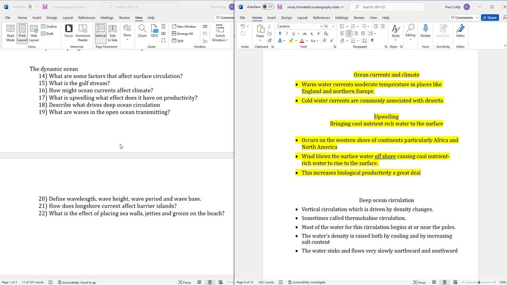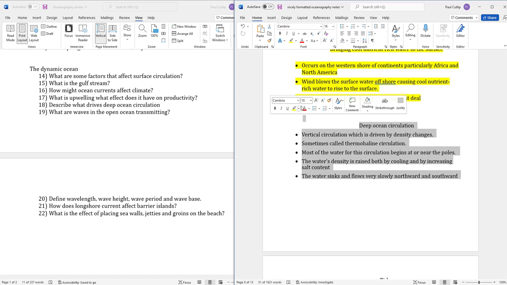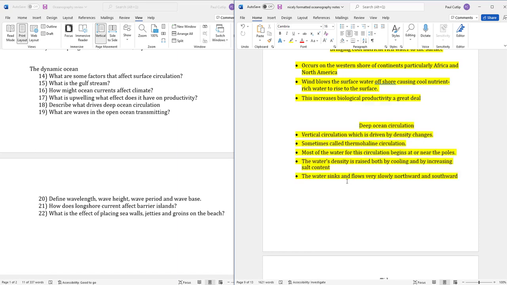Okay, so question 18, what drives deep ocean circulation? Here we go right here. Let me make sure there's no more down there, and there's not. So there we are right there. This is a vertical circulation that's being driven by changes in the water's density, right?